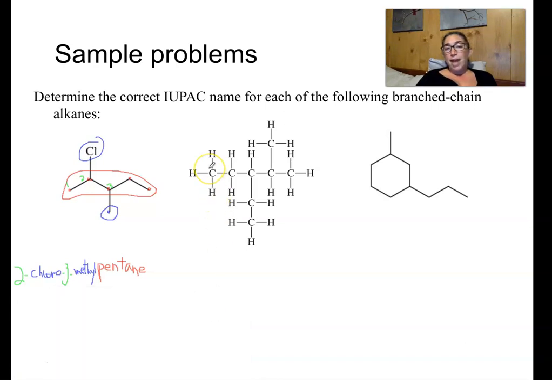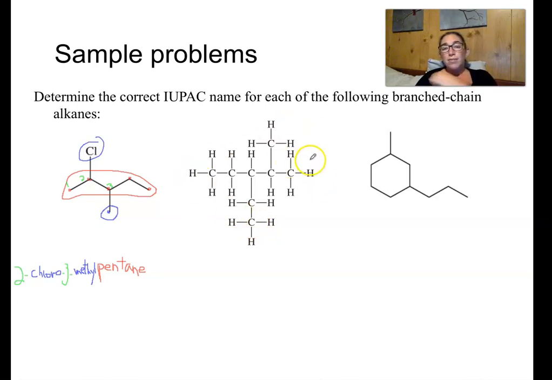In red, we're going to count it a couple different ways. 1, 2, 3, 4, 5, if we go straight. 1, 2, 3, 4, 5, if we go this way. 1, 2, 3, 4, 5. No matter how I do it, I seem to get 5 carbons.